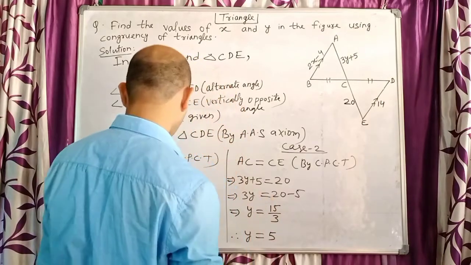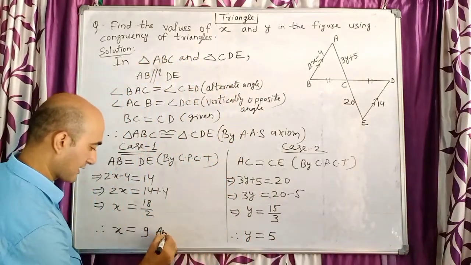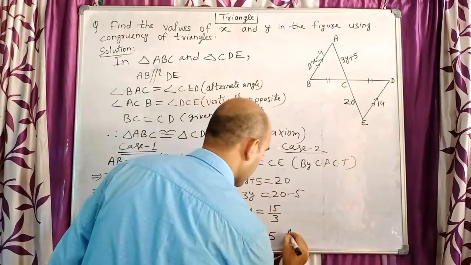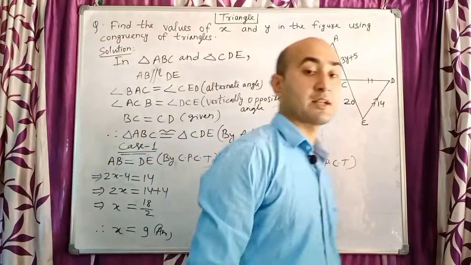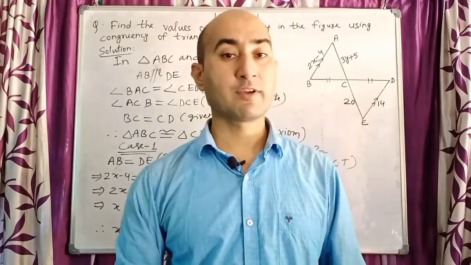So this is our answer. Here x is 9 and here y is 5. So children, this way we have to find the value of x and y.